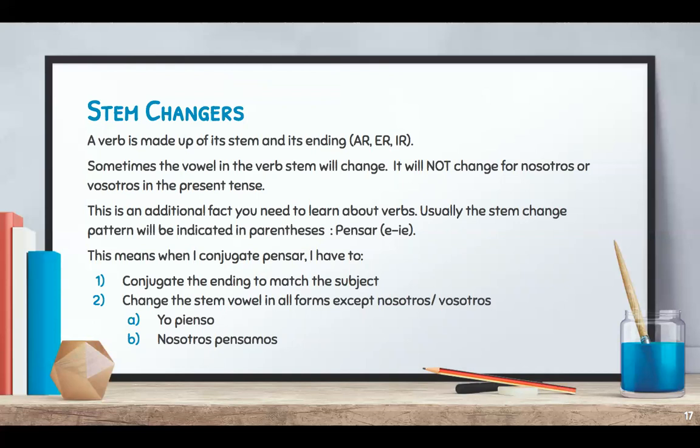For example, the verb which means to think, pensar, is an E to IE stem changer. This means when I conjugate pensar, I have to, 1, conjugate the ending to match the subject, 2, change the stem vowel in all forms except nosotros and vosotros. So I give you 2 examples here. In the yo form, I've changed the E in the stem to an IE. Yo pienso, I think. In the second example, I'm doing nosotros, right? And so I'm not going to stem change. It just looks like a normal conjugation. Nosotros pensamos.